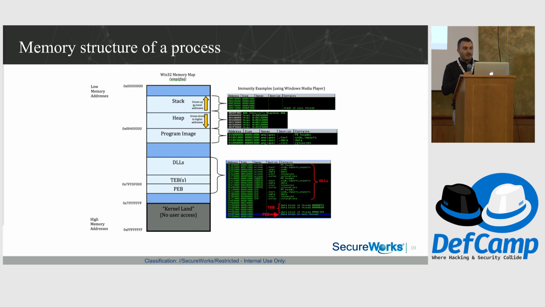This is the memory structure of a process on Windows. The process has the stack, a heap, the dynamic memory, and the program image, which is the binary itself loaded into memory. The TEB and PEB are some specific structures for Windows that contain different information about Windows processes. And the DLLs are loaded into memory in a random order.